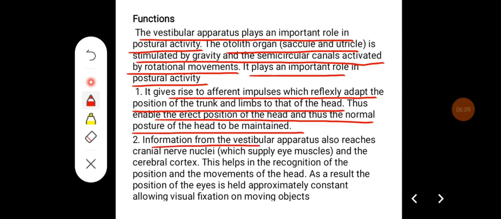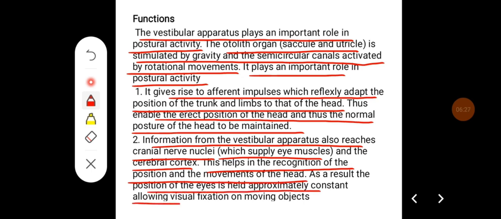The information from the vestibular apparatus also reaches the cranial nerve nuclei, which supply the eye muscles, and the cerebral cortex. This helps in the recognition of the position and the movements of the head. As a result, the position of the eyes is held approximately constant, allowing visual fixation.